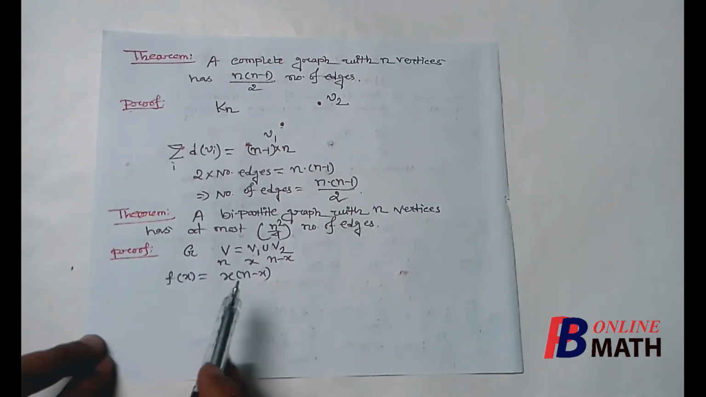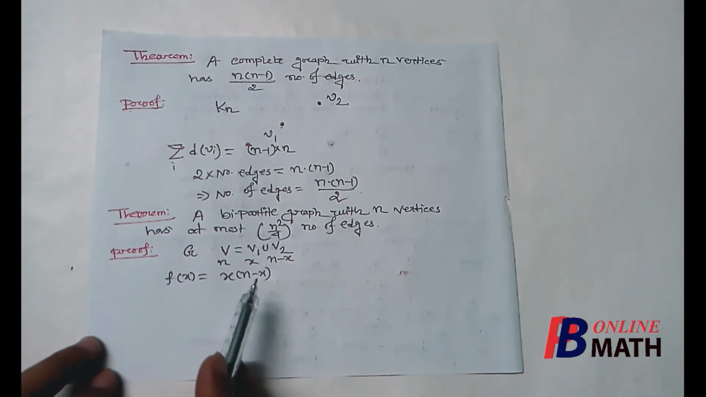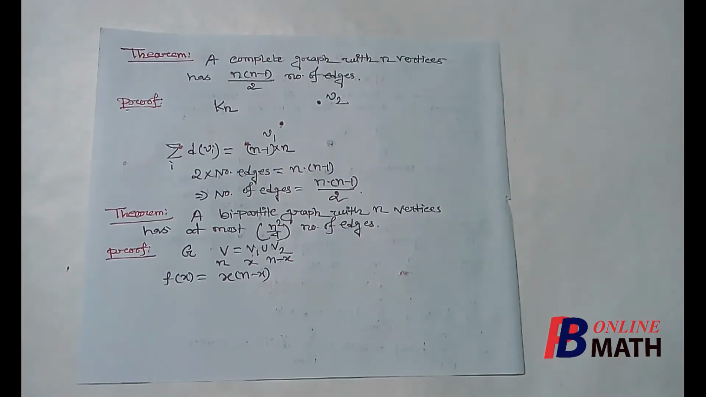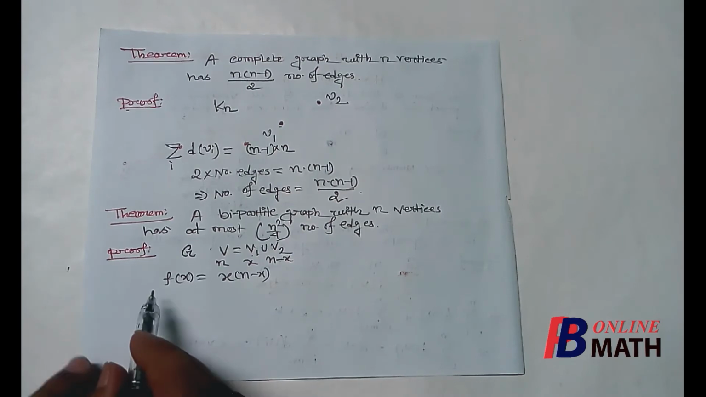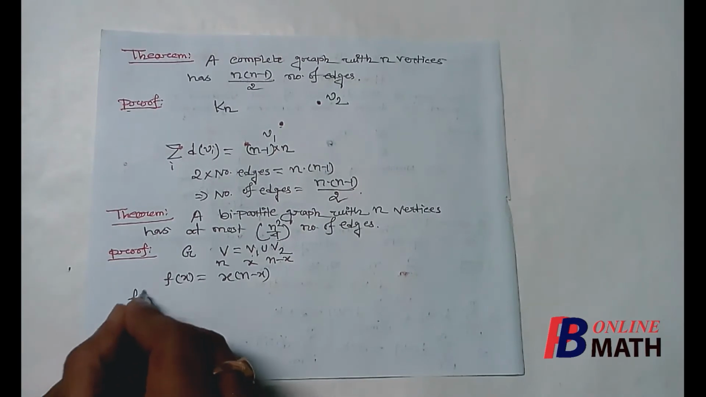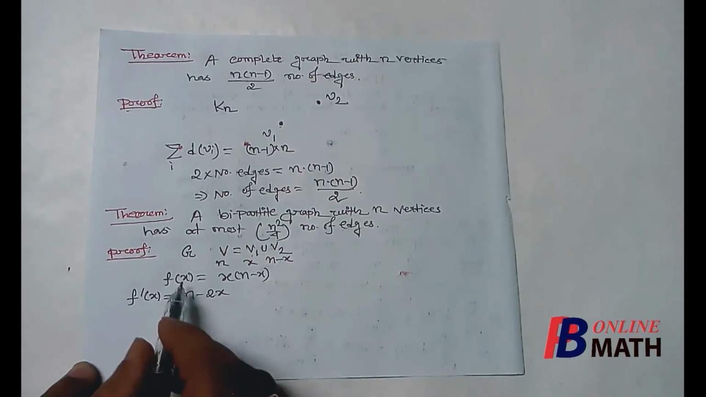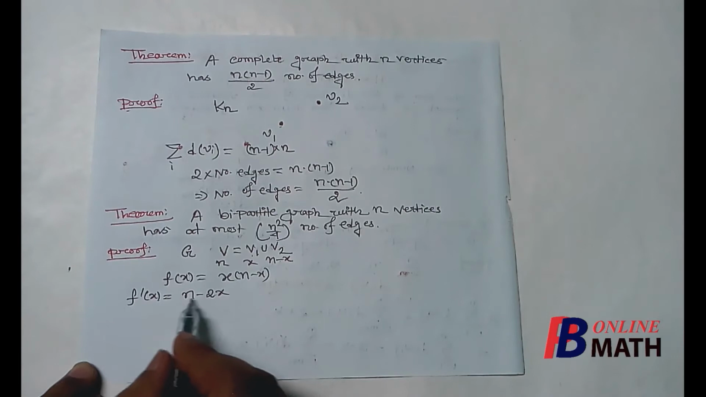We know this formula. The number of edges in a complete bipartite graph is x into n minus x. We shall find the maximum number of edges in a bipartite graph. That means we have to find the maximum value of this function f(x) with respect to x. Here we shall assume x as the variable. We know from calculus that to find the maximum value of f(x) we need to differentiate it. f dash x will be n minus 2x. If we differentiate this with respect to x, we shall get n minus 2x.